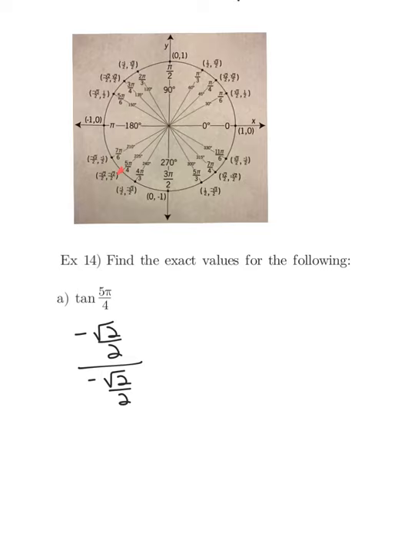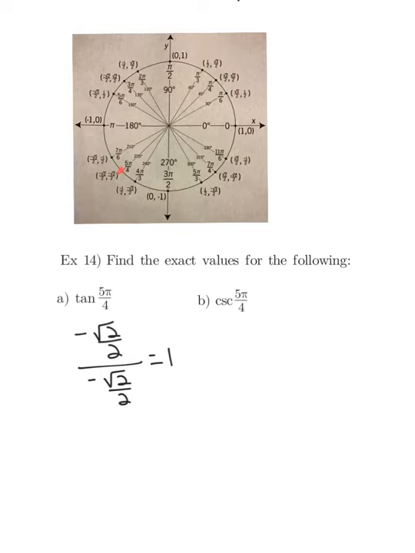Anytime you put a number over itself, that equals 1. So the tangent of 5 pi over 4 is 1. On B, we are asked to do the cosecant of 5 pi over 4. So it's the same point, but we want to do the cosecant.